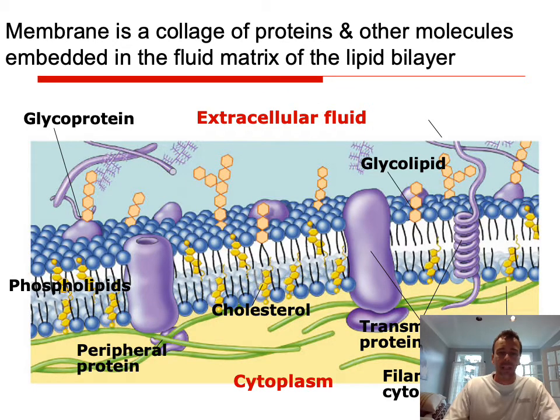The membrane is a collage of all these proteins and molecules, and it's embedded in a fluid matrix of the lipid bilayer. So you have glycolipids, transmembrane proteins, peripheral proteins, cholesterol, phospholipids. All these things make up the membrane, and some of these are involved in transport, as we'll find out as we move forward.